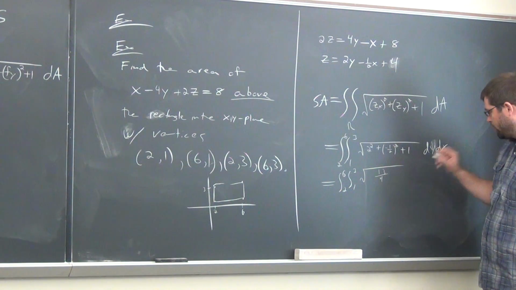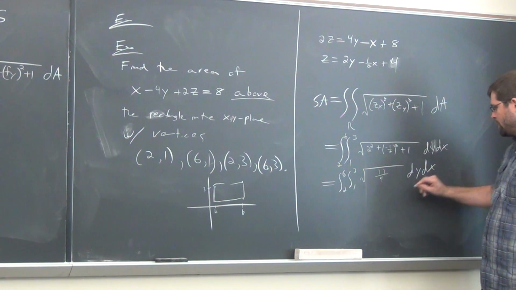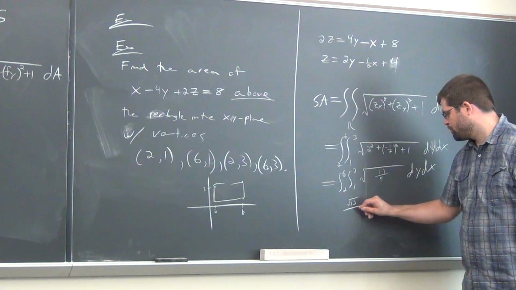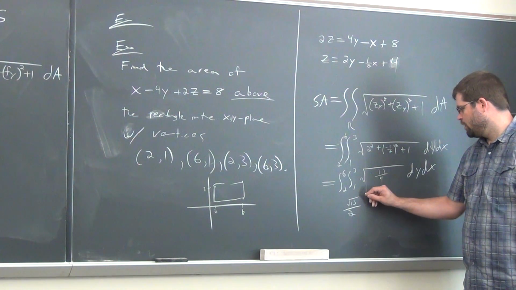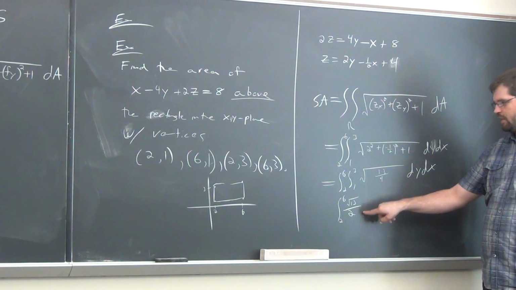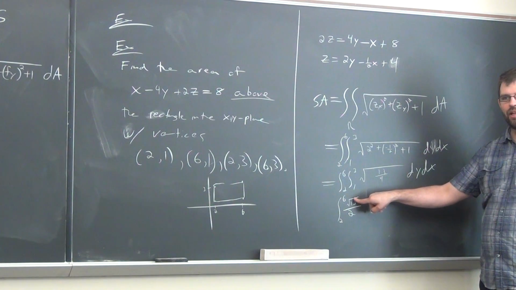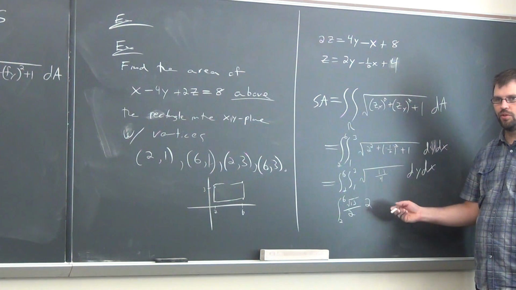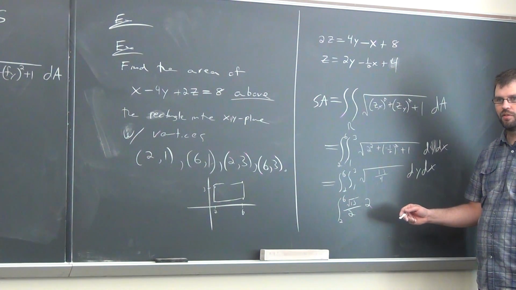Square root of 13 fourths dy dx. And again, both of these should now be pretty straightforward. So that's square root of 13 over 2. I'll just write it out. When you integrate with respect to y, you're just going to tack a y on, right? And then plug in 3 and 1. So you're going to get this times 3 minus 1, which is 2, right? Does that make sense? Is the 13 or 21?